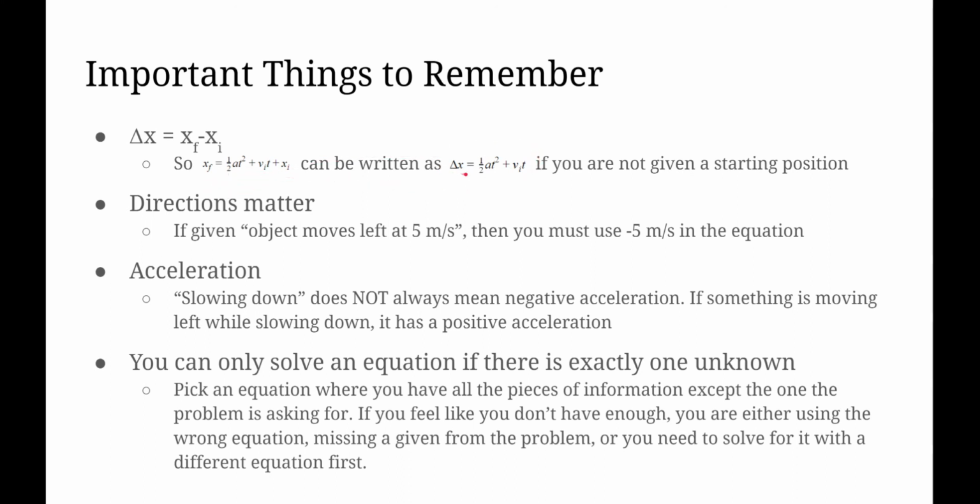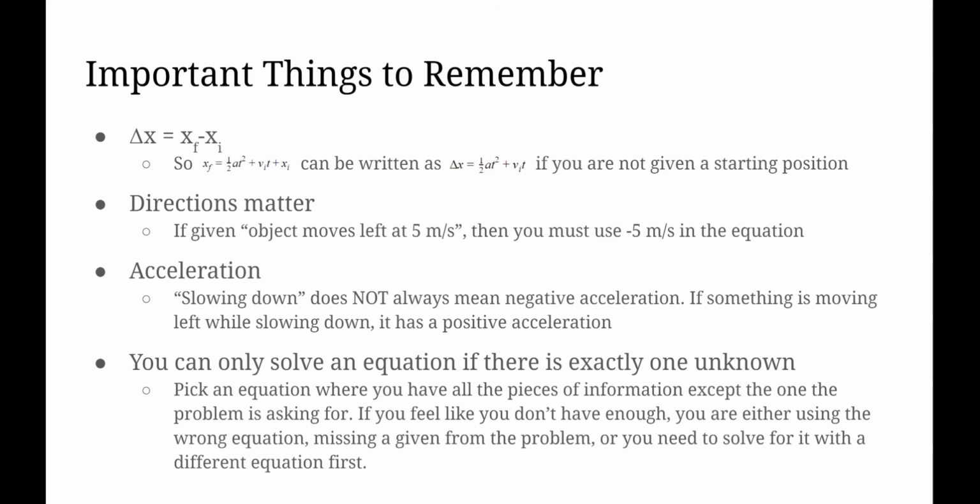Same thing, but this one just lets us find displacement, how far did it go, instead of a final position. When we use these equations, the directions are really important. So we want to make sure if it says an object moves left at 5 meters per second, then you have to use -5 in the equation. If you don't, you'll get the wrong answer.